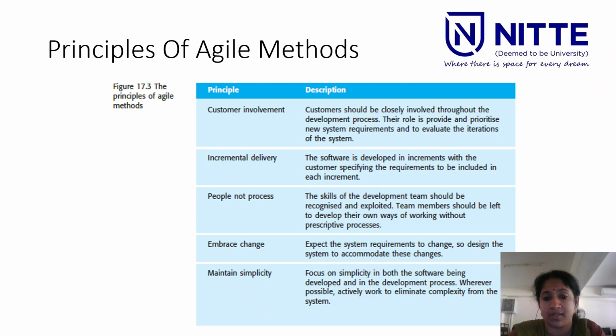People not process. The skills of the development team should be recognized and exploited. Team members should be left to develop their own ways of working without prescriptive processes. So what about the skill of the person? We have to give recognition and priority.